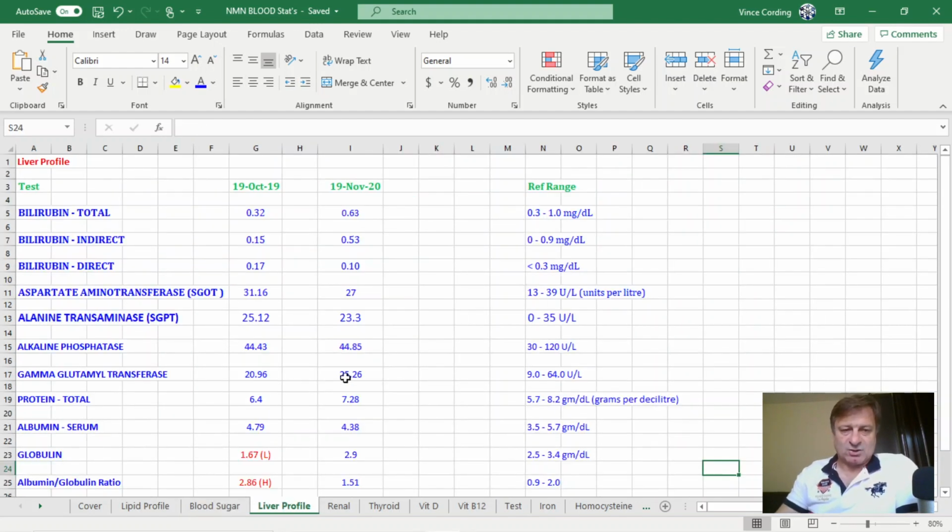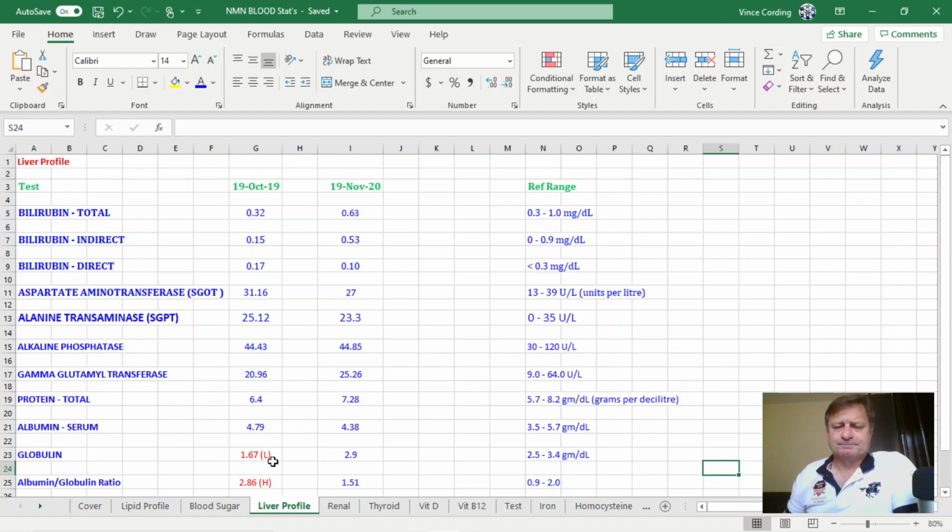Liver profile. So before, you'll see down here, these two, the globulin and the albumin globulin ratio, were low and high respectively. And I think you remember the last time that pointed towards some kind of kidney complaint or kidney disease, or maybe even liver disease.